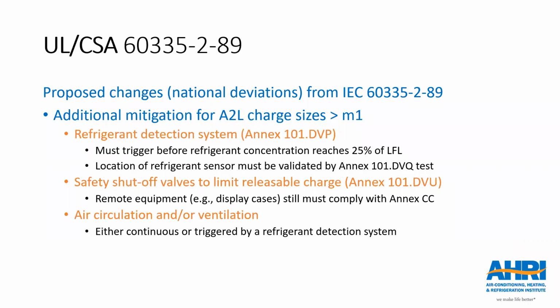Mitigation measures that are required when using charge sizes of an A2L larger than M1 include the following. You must have a refrigerant detection system that triggers prior to the concentration of leaked refrigerant reaching 25% of the LFL, and the location of those sensors must be validated with a test. Safety shutoff valves must be used to limit the releasable charge by confining the system volume exposed to the leakage point. So remote condensing equipment, such as a display case, still has to comply with the test in Annex CC. The sensor and shutoff valves therefore have to limit the amount of refrigerant that can leak out of the system so that a flammable concentration does not exist outside the piece of equipment. And finally, air circulation and/or ventilation in the space is also required. Those can be either continuous or triggered by a refrigerant detection system.